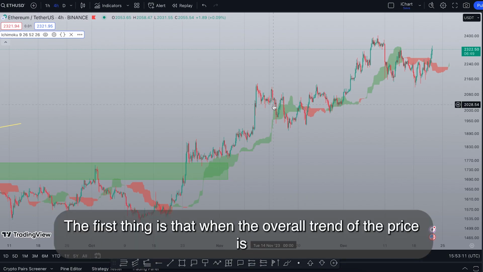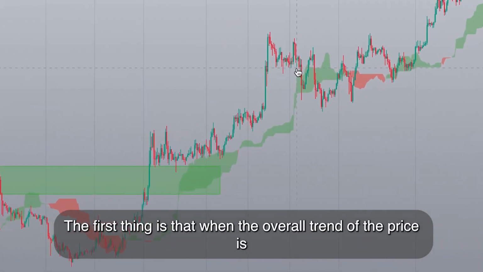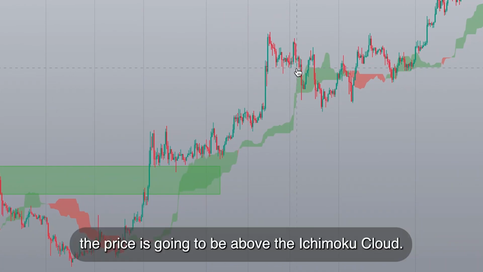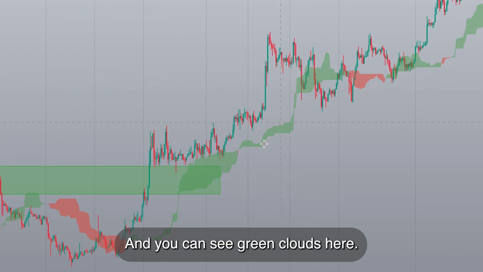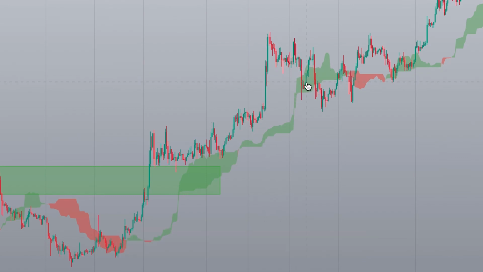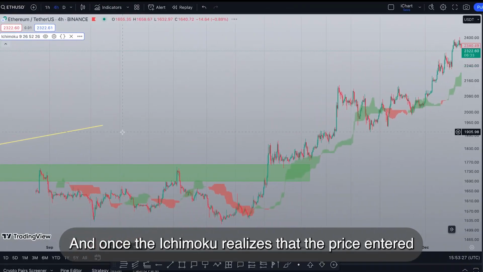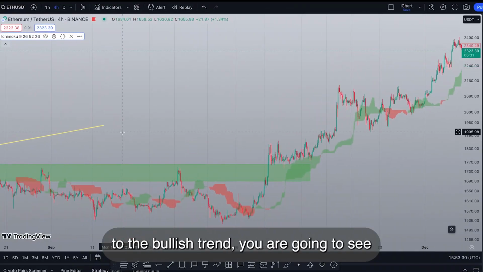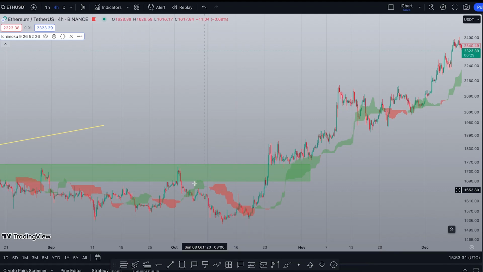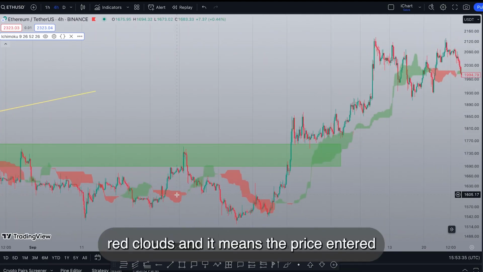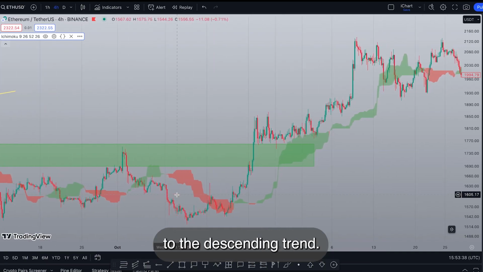The first thing is that when the overall trend of the price is up, it's ascending, the price is going to be above the Ichimoku cloud, and you can see green clouds here. And once the Ichimoku realizes that the price entered a bearish trend, you are going to see red clouds, and it means the price entered a descending trend.